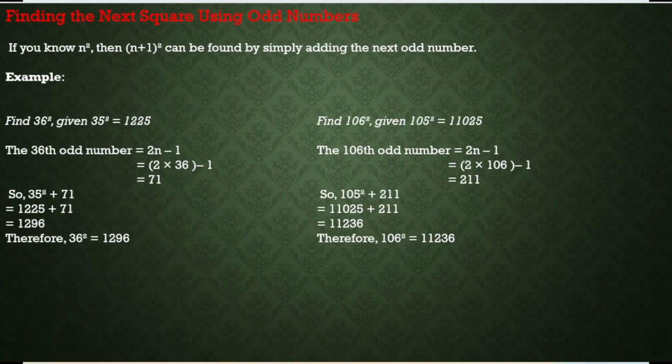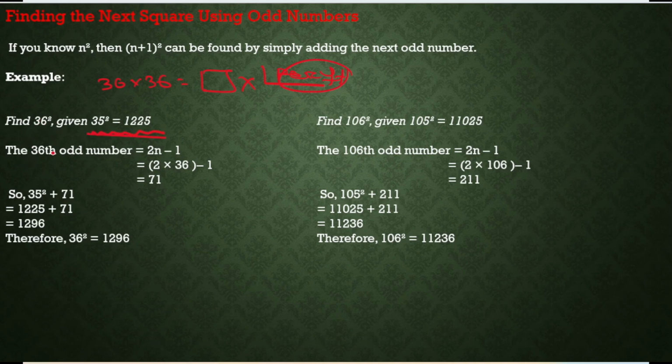Clear? Okay, next, finding the next square using odd numbers. See, if you are given 35 square, this is 1225. Find the square of 36. How to do it? Multiply 36 into 36? No, you have to find 36 square using 35 square.